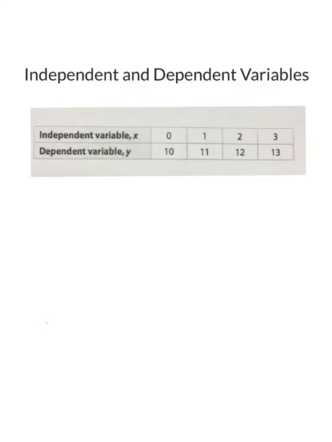Remember, on a table, the x always comes first and then the y. You will be asked to identify or list the independent and dependent values. If you are asked to list the independent values, you're going to be looking at the top where the x is, because the x is always independent. So the independent values are 0, 1, 2, and 3. If you are asked to list the dependent values, you are looking at the bottom, or the y, the dependent. That would be 10, 11, 12, and 13.